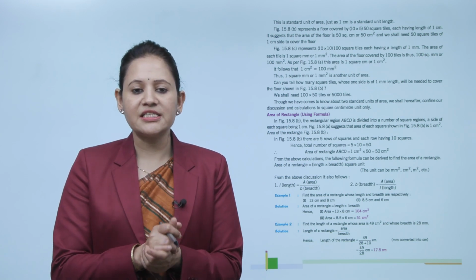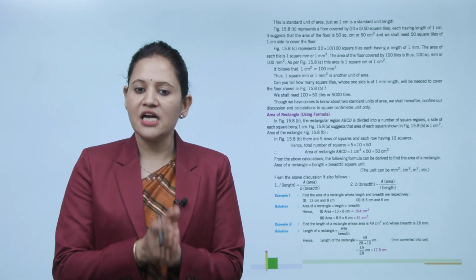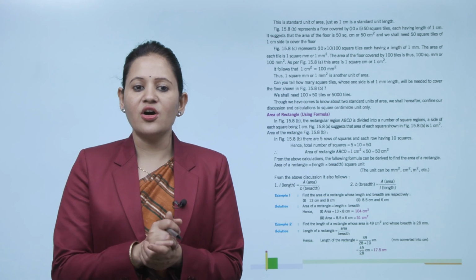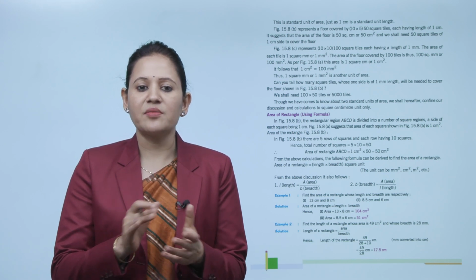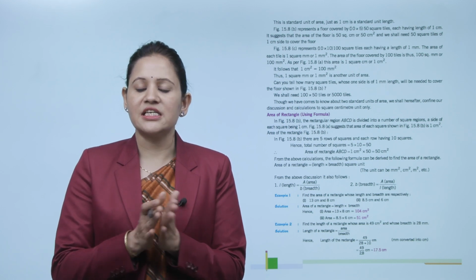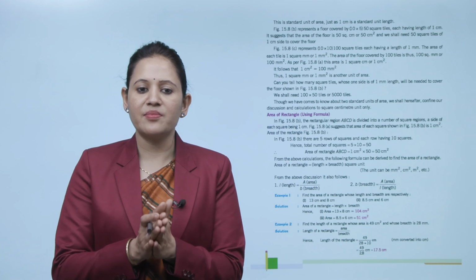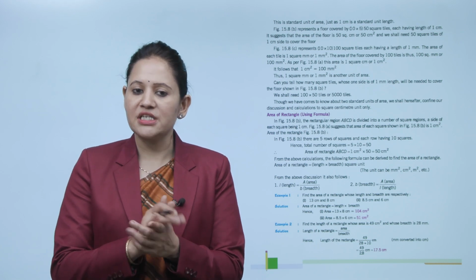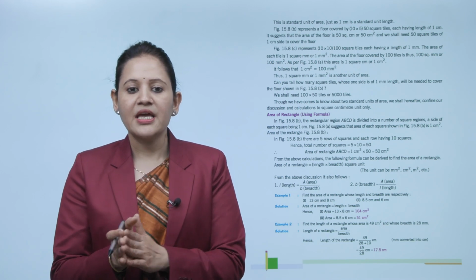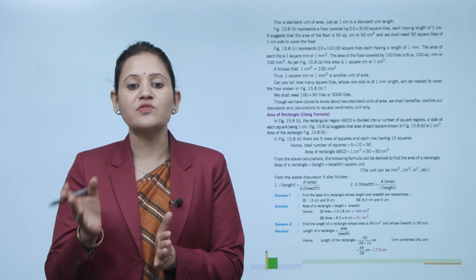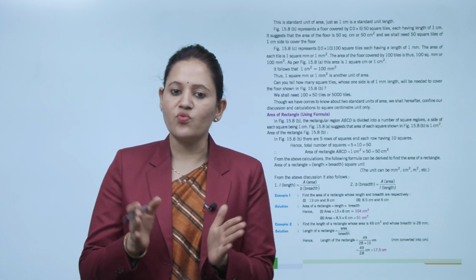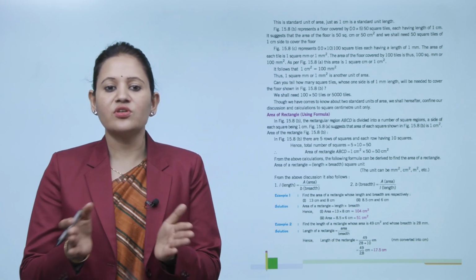Figure 15.8c represents 10 into 10, that is 100 square tiles, each having side length 1 millimeter. So the area of each tile is 1 square millimeter or 1 millimeter square. The area of the floor covered by the 100 tiles is thus 100 square millimeter. As per figure 15.8a, this area is 1 square centimeter. It follows that 1 centimeter square equals 100 millimeter square. Thus 1 square millimeter, or 1 millimeter square, is another unit of area.